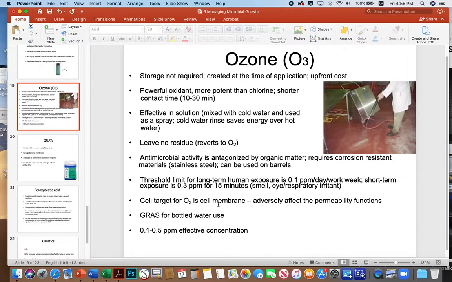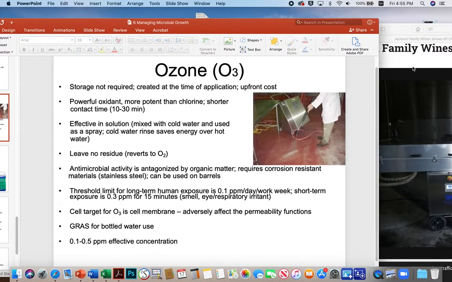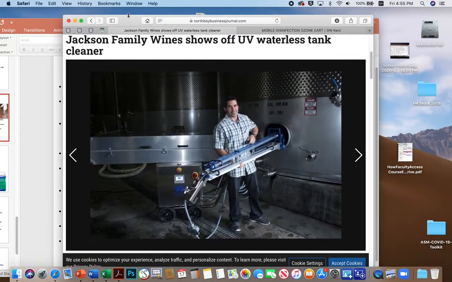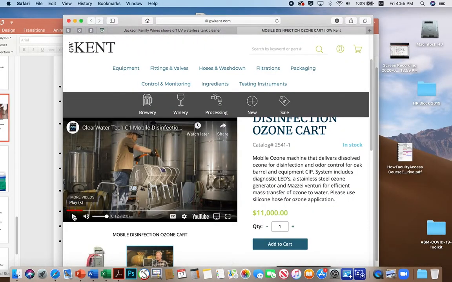It's generally recognized as safe for bottled water use, which is great, right? Because then you can justify using it all over your equipment. And it has a very reasonable, effective concentration. And so it would look something like this.